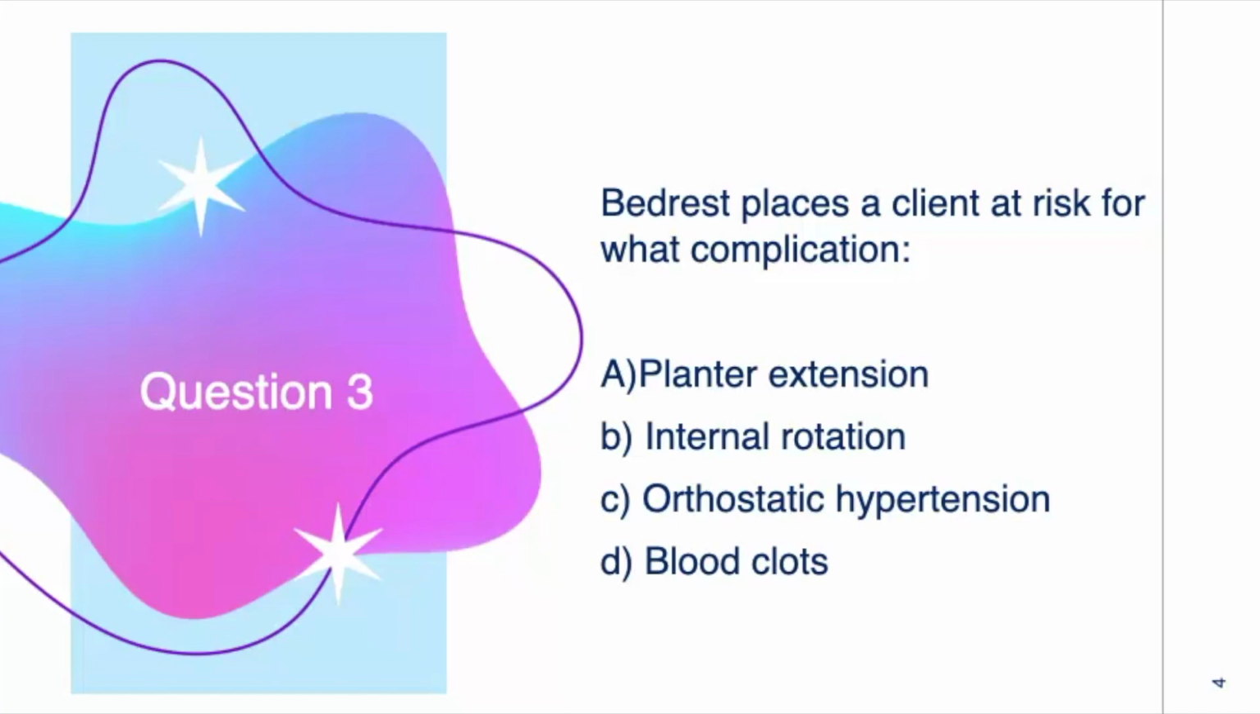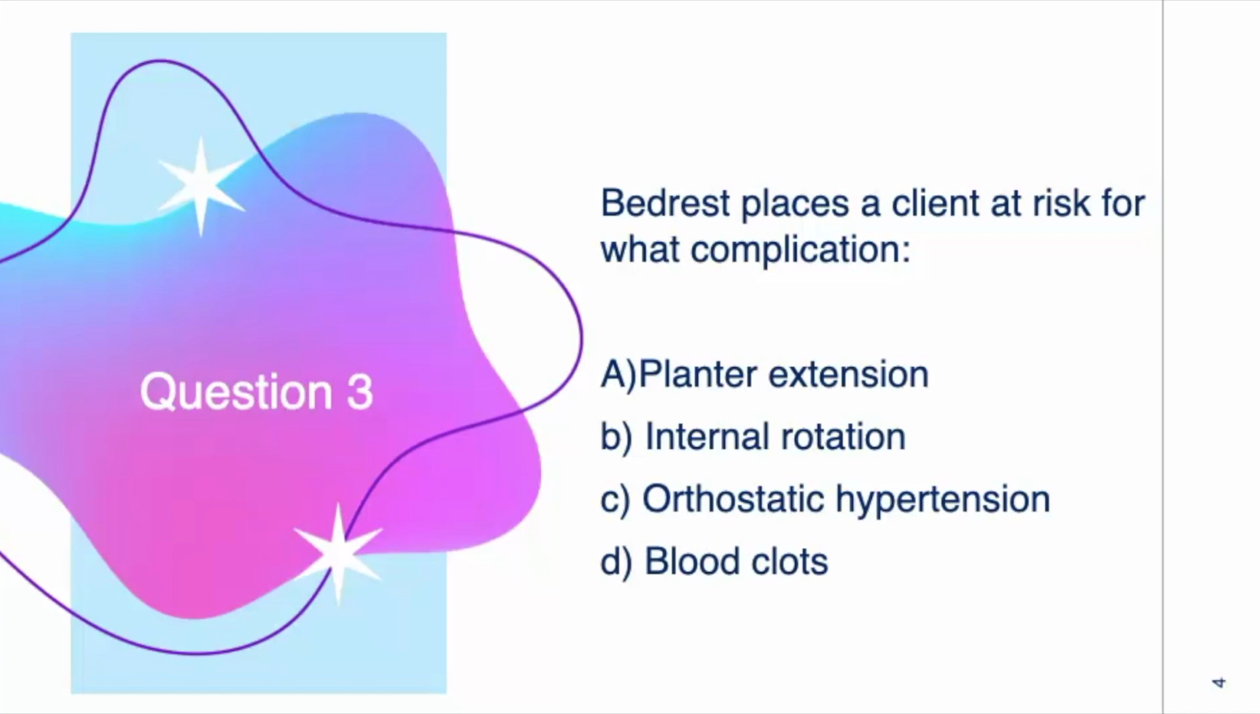Question 3 states, bed rest places a client at risk for what complication? A, plantar extension, B, internal rotation, C, orthostatic hypertension, and D, blood clots. So what do you think bed rest will place a client at risk for? Obviously, it's not orthostatic hypertension. In any case, it would be orthostatic hypotension. So C is out. Also, A is out, plantar extension and internal rotation. So those are out. So what do you think?